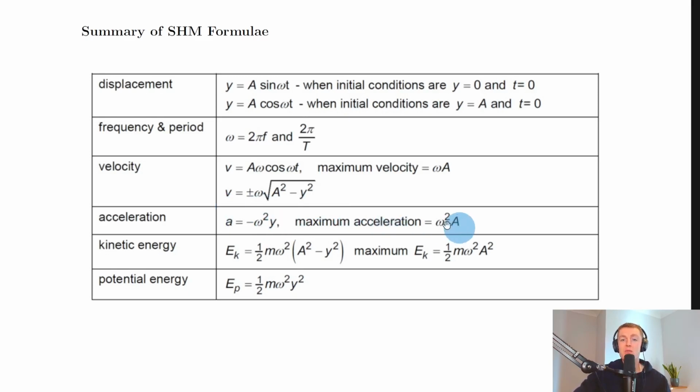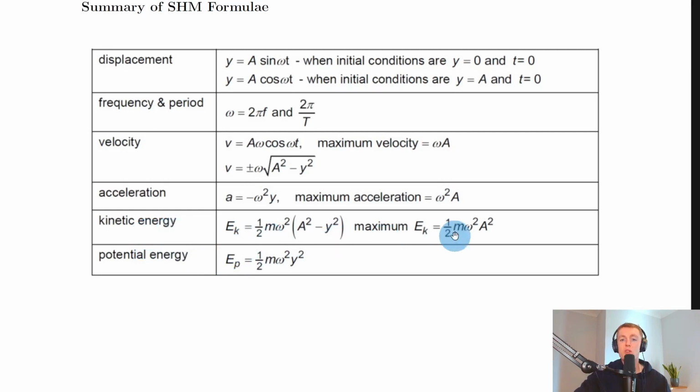We then have an expression for maximum acceleration, or a max, which is equal to omega squared a, which remember we derived in the theory video. Next we have kinetic energy with two expressions here. Remember this one appears on your relationship sheet: Ek equals a half m omega squared times a squared minus y squared, but you need to be able to derive that for the exam.